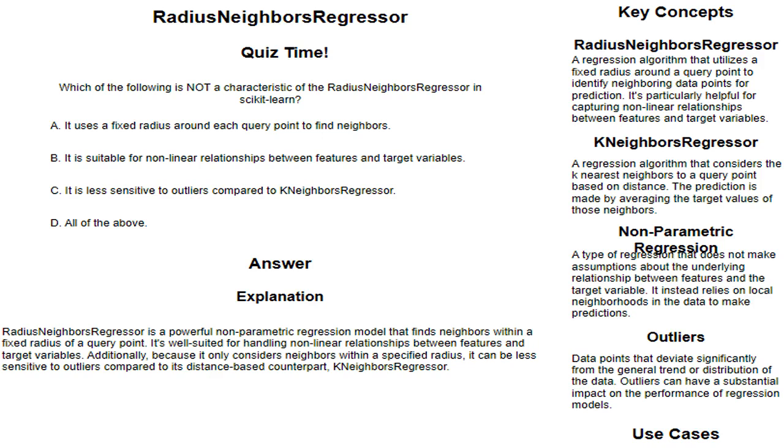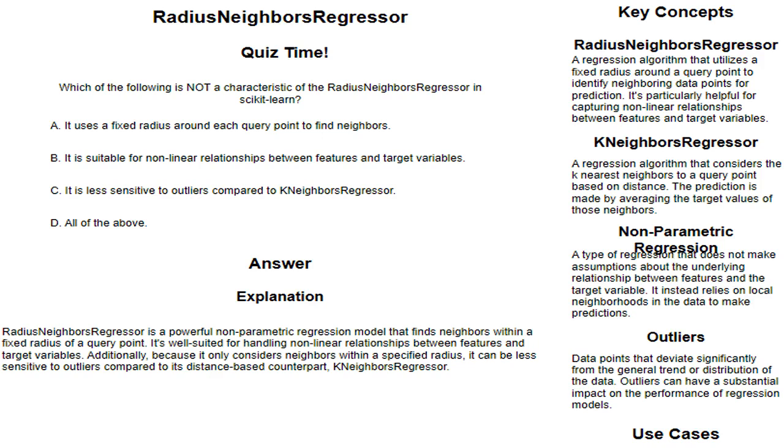Correct. Radius neighbors regressor is generally more resilient to outliers compared to k-neighbors regressor. This is because it focuses on a fixed radius rather than the distance to a specified number of neighbors. In the presence of outliers, k-neighbors regressor could be influenced by those distant points, whereas radius neighbors regressor would only consider neighbors within the specified radius, effectively mitigating the impact of outliers.